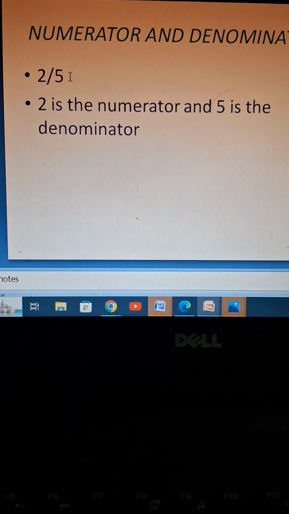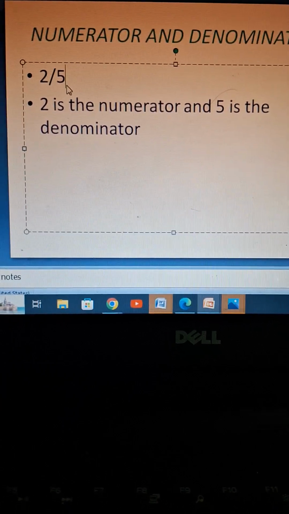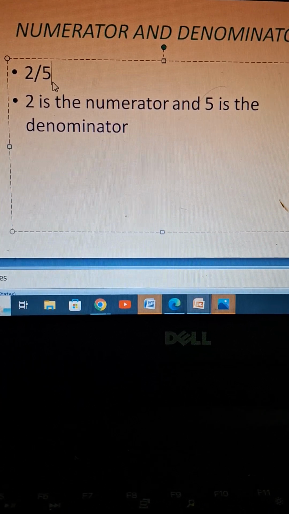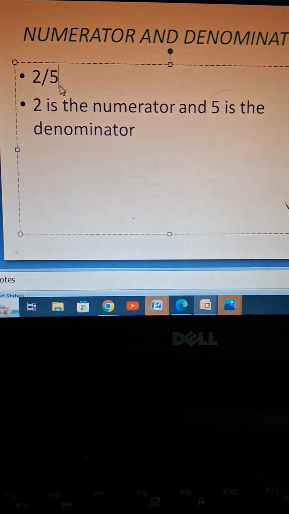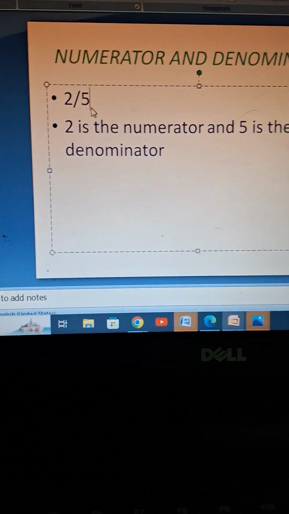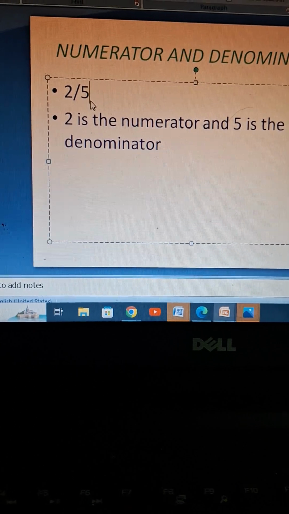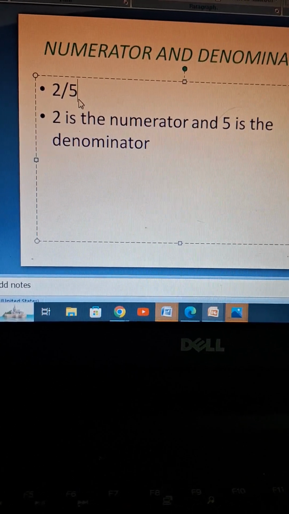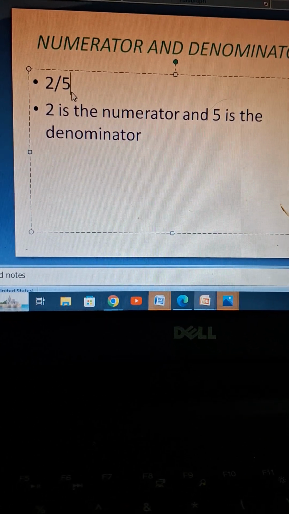What is the function of the denominator? The denominator says that a whole thing is divided into 5 equal parts. What does the numerator say? The numerator says how many parts out of the 5 parts we have selected.